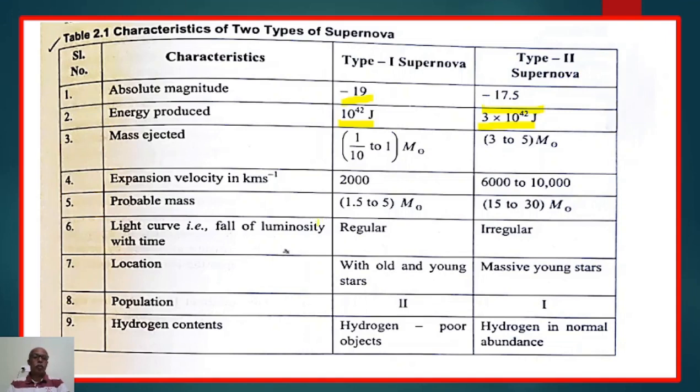The variation of luminosity with time of type 1 supernova is regular, and it is irregular in the case of type 2 supernova. Type 1 supernovae are present with old and young stars, whereas type 2 supernovae are present with massive young stars. So the population of type 1 supernova is larger when compared to type 2 supernova. And finally, the hydrogen content in type 1 supernova is very poor, whereas in the case of type 2 supernova, the hydrogen abundance is normal.